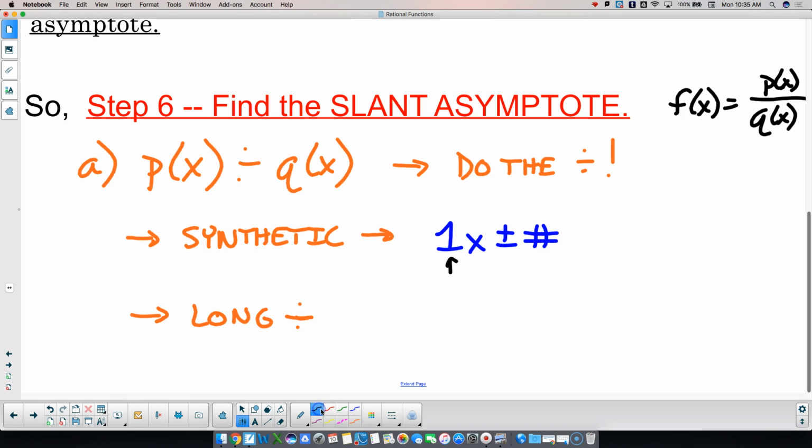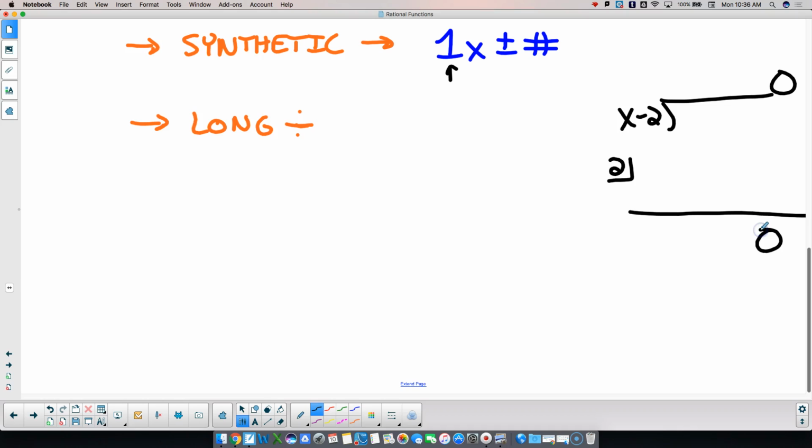So if we did x minus 2 into something, and I got all the way down here and I got a remainder of 0, or if I'm doing synthetic division and all the way down here I get a 0, what does that mean? It means it factors into the problem, which means I did step 1.5 wrong, because something cancels out then. So we will always get a remainder there.